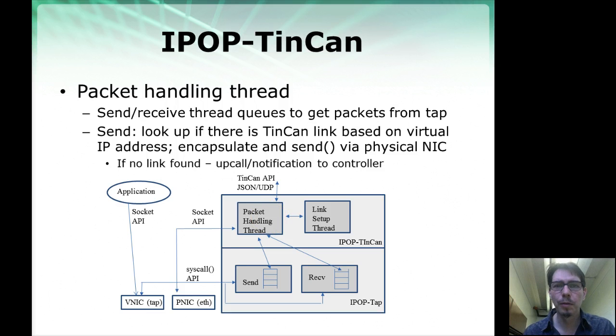It's possible that there's no link associated with a virtual IP address. If that's the case, tincan doesn't know how to handle it, and it essentially throws it over the fence, so to speak, to the controller using the tincan API, which we'll see in the next lecture. So basically, a packet typically will go this way and out through the physical network tunneled. And if tincan doesn't know what to do with the packet, the path would be up to the controller, and the controller will handle that event.